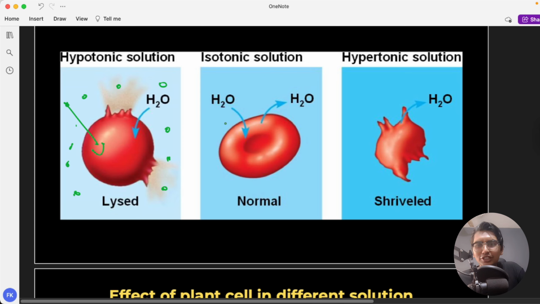In isotonic solution, as you can see, there is no net movement of water molecules, so the cell remains the same size. Let's look at hypertonic solution. In hypertonic solution, there is a greater number of water molecules present inside the cell, so water moves from higher concentration to lower concentration, down the concentration gradient, to outside of the cell.